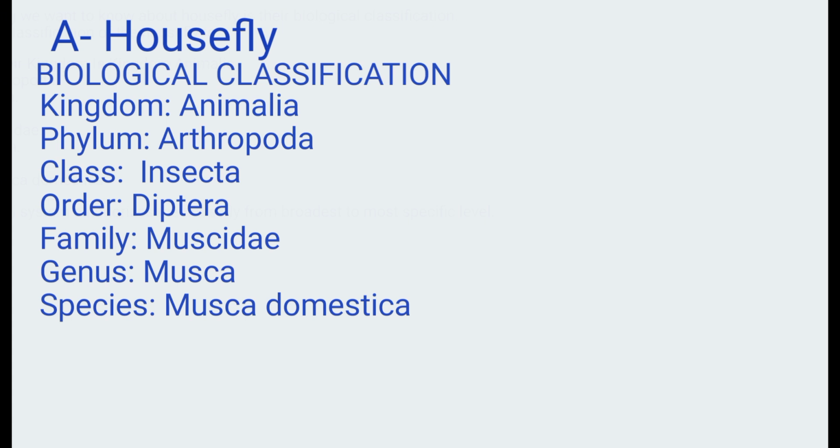So the next thing we want to know about housefly is their biological classification. The biological classification of the housefly is: number 1, their kingdom is Animalia. Phylum is Arthropoda. Class is Insecta. Order is Diptera. Family is Muscidae. Genus is Musca. And finally, their species is Musca domestica. This hierarchical system categorizes the housefly from broadest to most specific level.